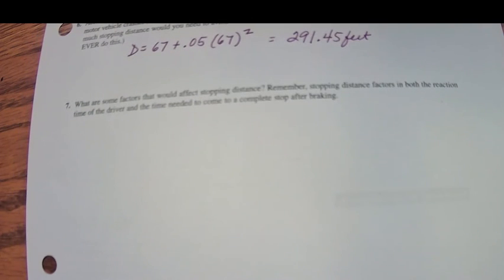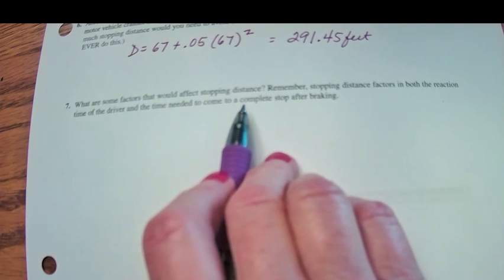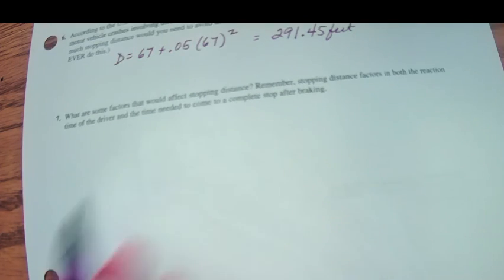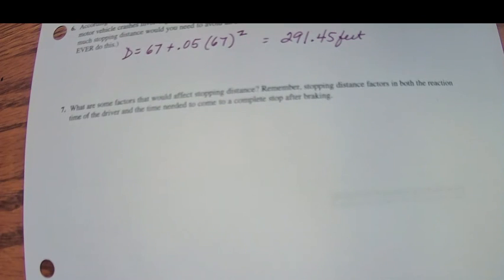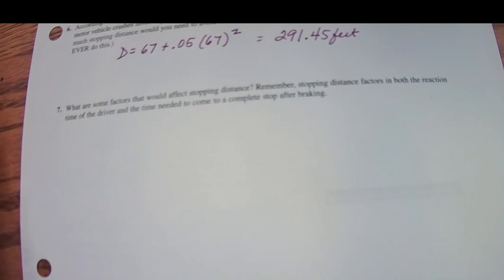What are some other factors that would affect stopping distance? So both the reaction time of the driver and the time needed to come to a complete stop after braking. Well, it could be weather conditions, road conditions, lighting, time of day. That's an opinion question. A lot of different answers to that question.